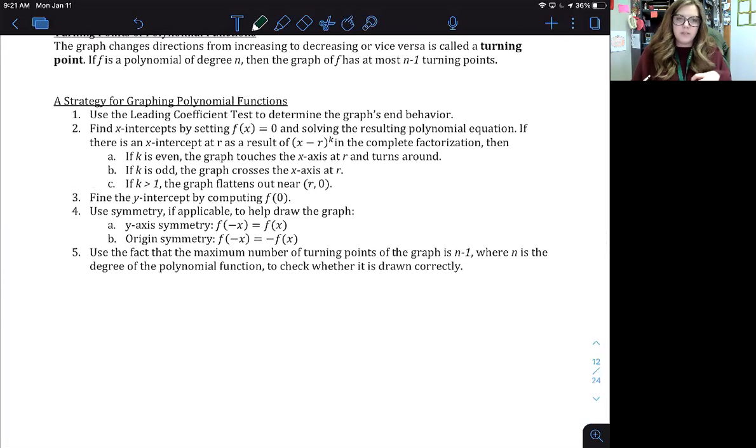We kind of already talked about this. So the first one, we want to figure out what our end behavior is. The second one, we want to find our x-intercepts based off of the zeros and determine what happens at each of them. And then we're going to find the y-intercept by computing f of 0. And lastly, if we want, we can use symmetry, if it's y-axis symmetry or origin, to help determine what's happening on both sides of the graph. That sometimes helps us. We'll look at an example when that does.